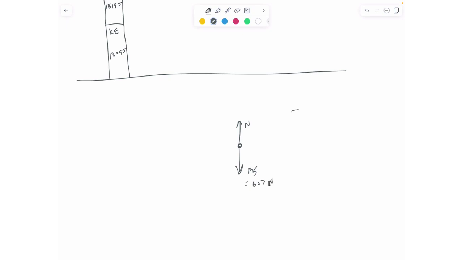And because the sum of the forces in y equals 0, because he's not accelerating up or down, that means mg has to equal n. Obviously, the signs are negative. So this is also 607 newtons as well.